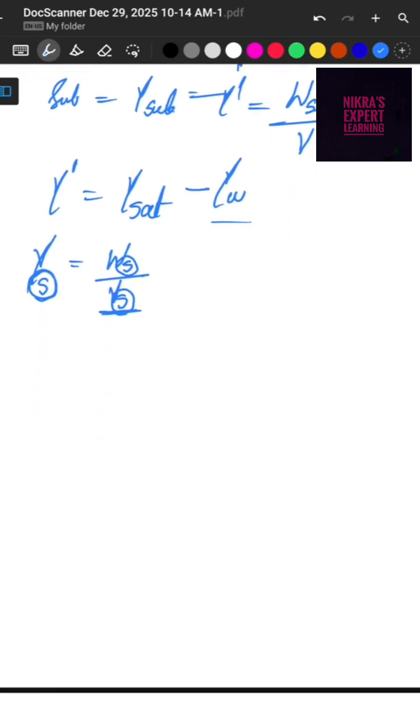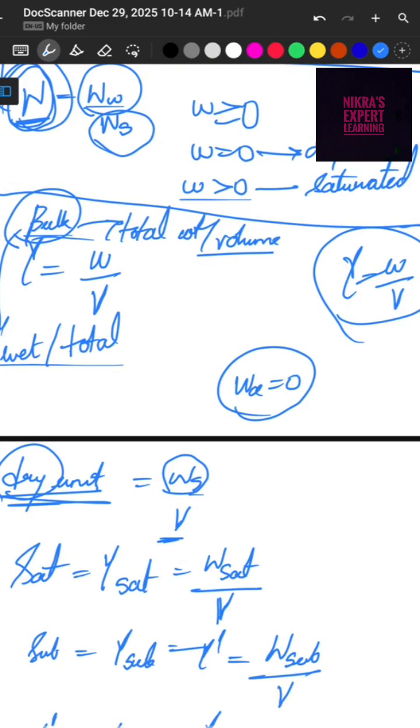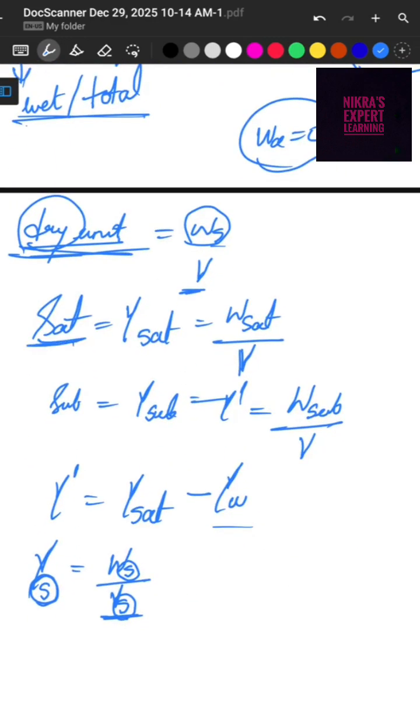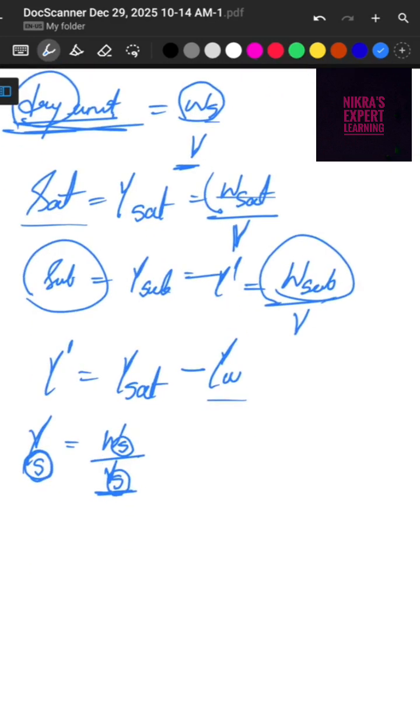Okay, so here we have studied first the bulk unit weight. Bulk is also called gamma total, and next we have studied dry unit weight, and then we have studied saturated. For saturated it is saturated weight. For submerged it is submerged weight. So in some questions in short forms they'll be asking what is the saturated weight of the soil if the submerged unit weight is this much.